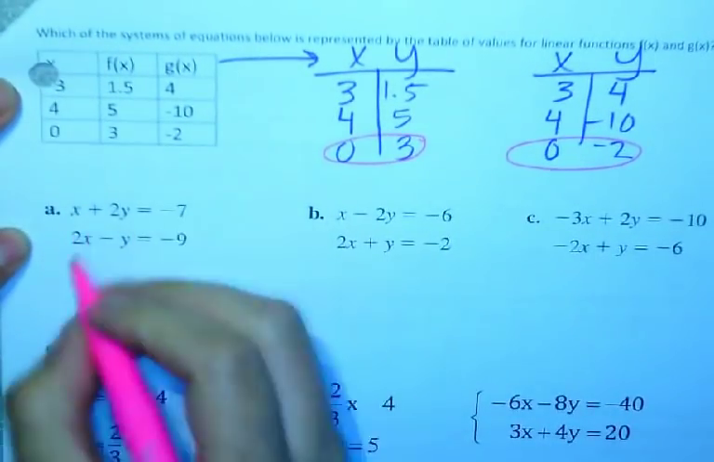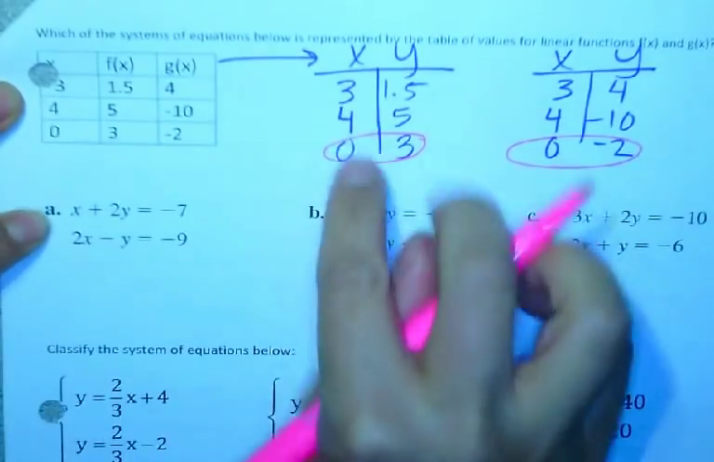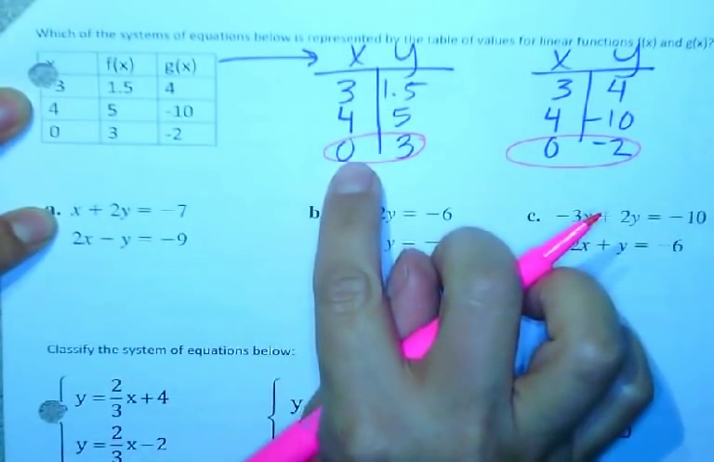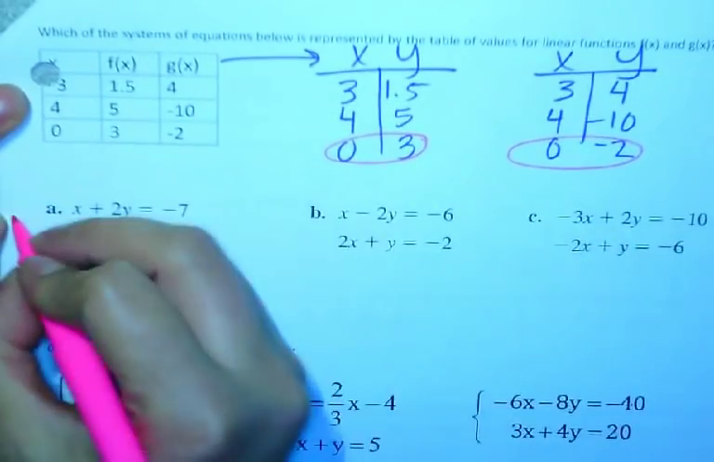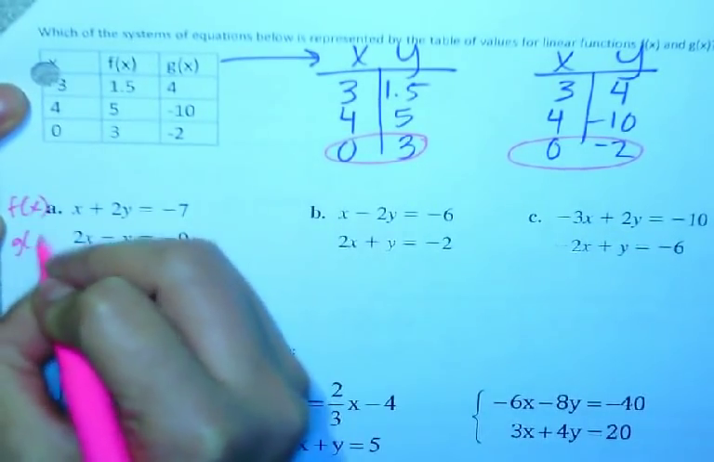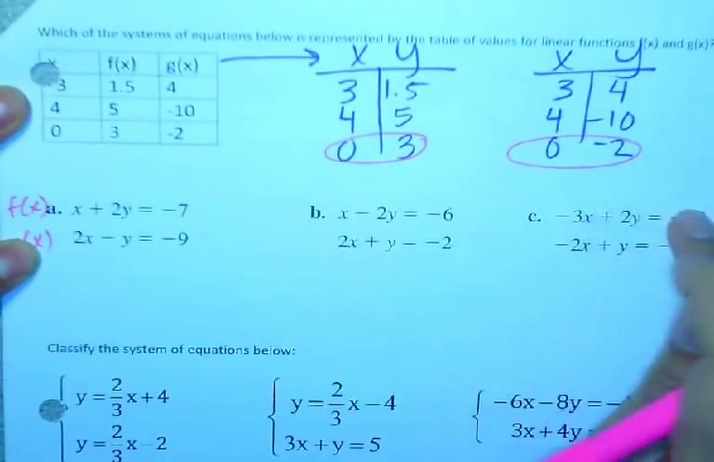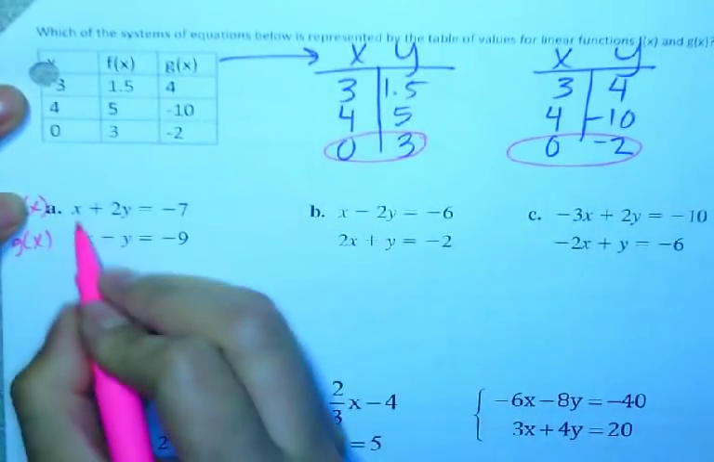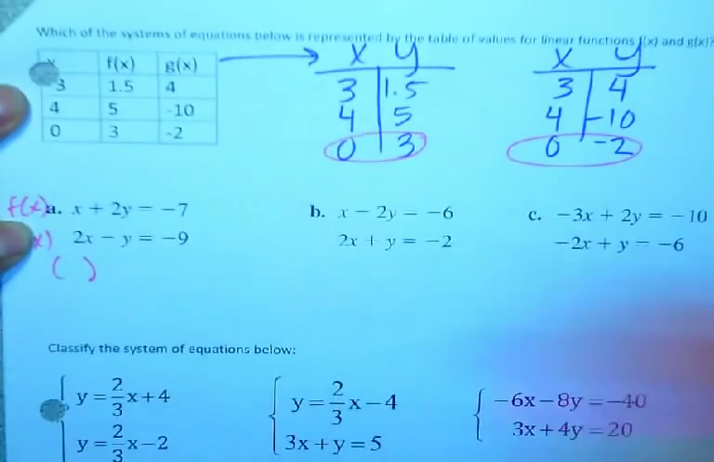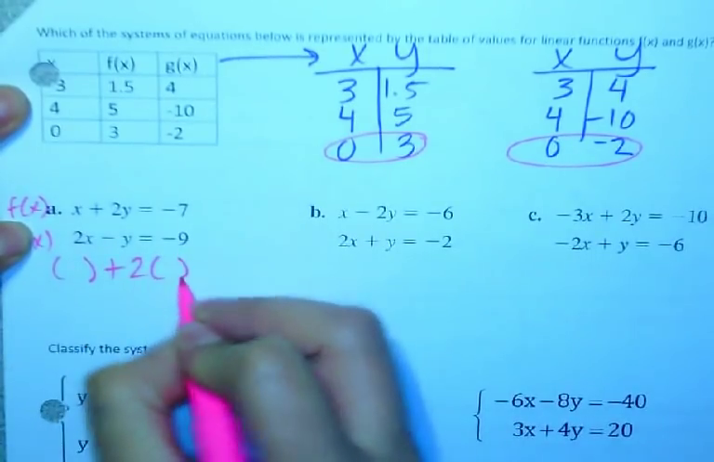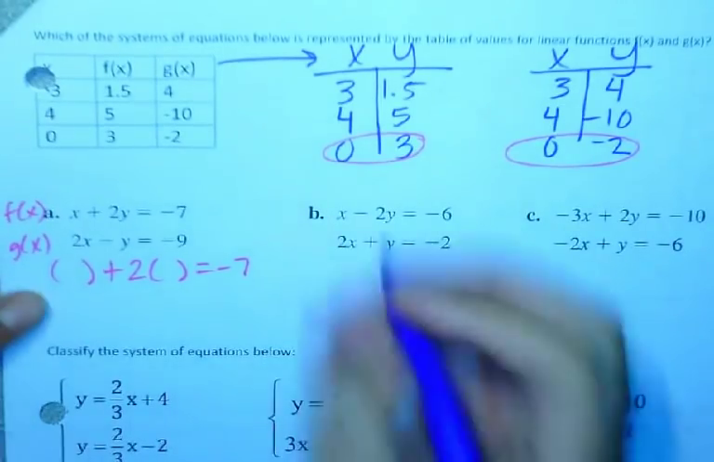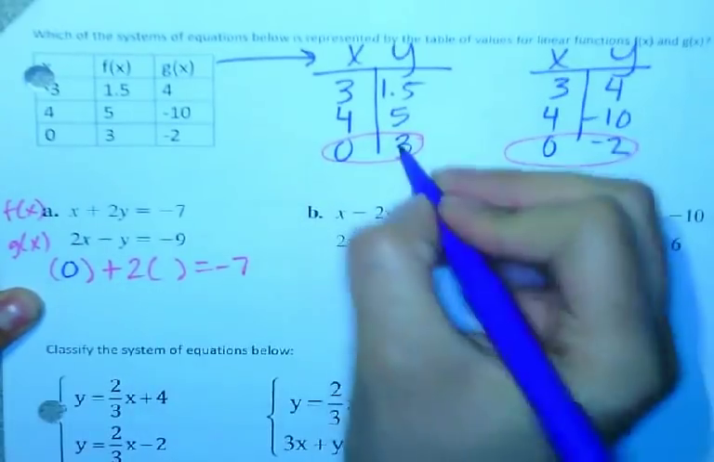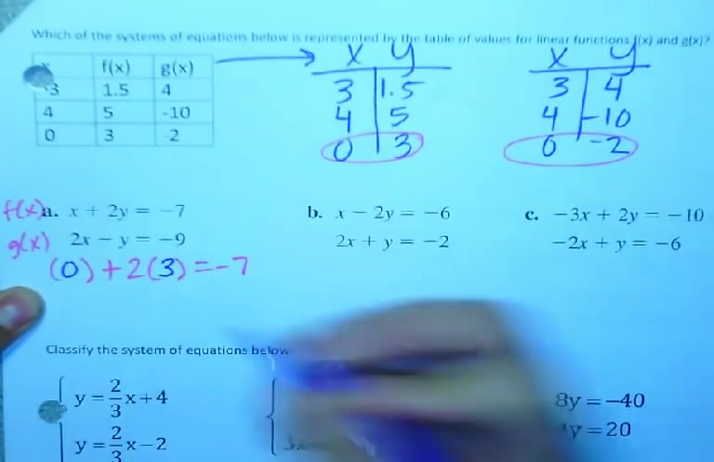So I can start with that and see if it works. So I'm going to take A, and instead of x, I'm going to plug in 0 or substitute in 0. And instead of y, I'm going to substitute in 3. This one would be f of x, and this is g of x in all of them. F of x, g of x, f of x, g of x. So over here for x, I'm going to leave it blank. For y, I'm going to leave it blank. And then test it out to see if I get a true statement. If I do, then it matches that. If I don't, then it doesn't. So for x is 0, and for y is 3. And I'm going to test it out.